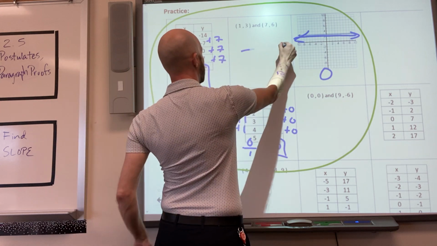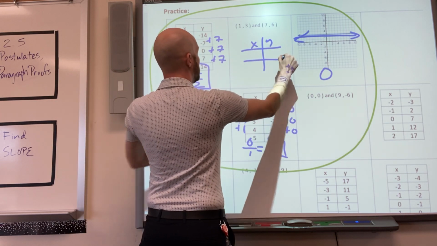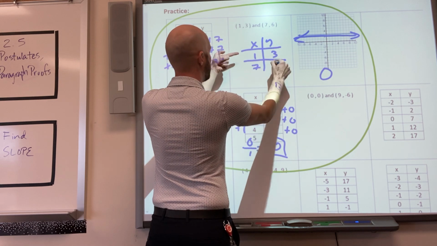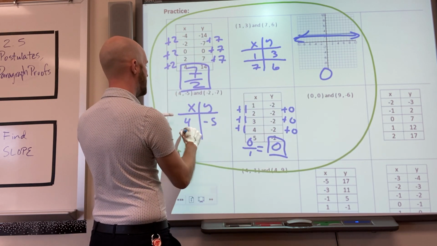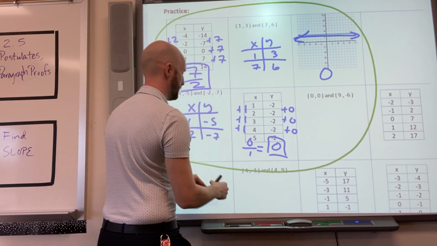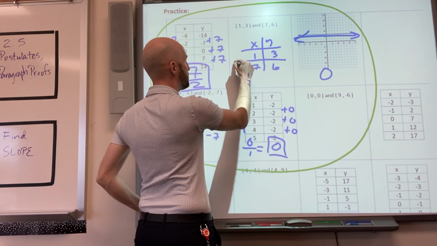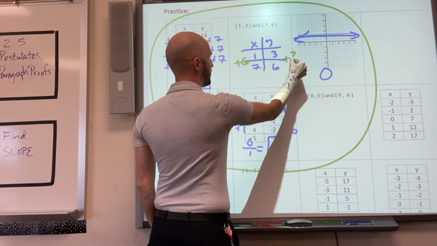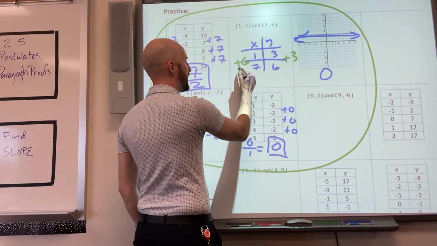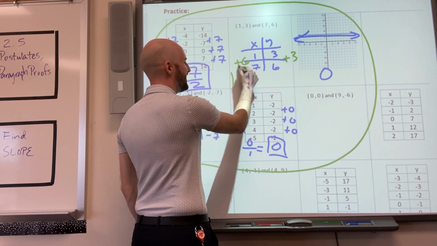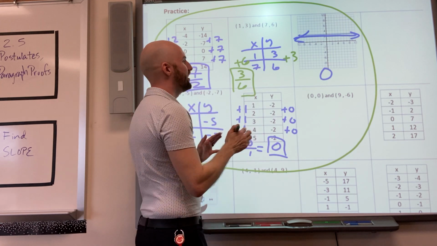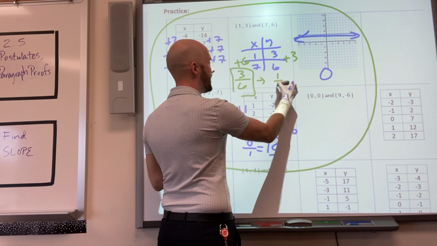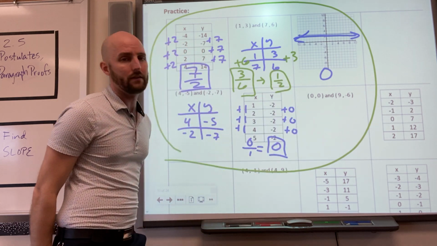For these two, I made the table. So 1, 3, and 7, 6. And here 4, minus 5, negative 2, negative 7. So this is plus 6, plus 3. Y divide x. 3 divide 6. No se divide. You can put it 3 divide 6. Also, this can simplify in the calculator to 1 divide 2.